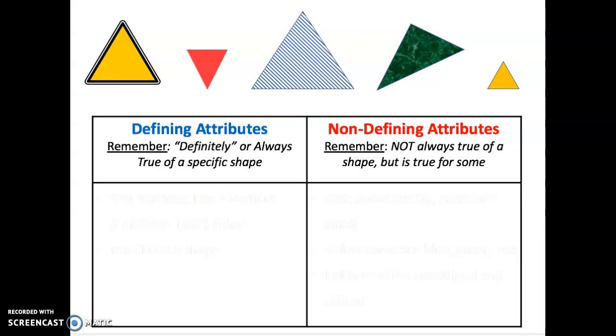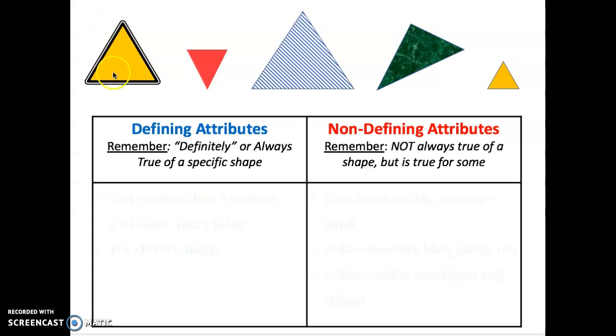Today we're going to be learning about defining and non-defining attributes. Last week we talked about how attributes describe a shape. We can describe its color, how many vertices it has, or corners, how many sides it has, its size. All of these things are attributes. Today we're going to talk about defining and non-defining attributes and how they apply to triangles.